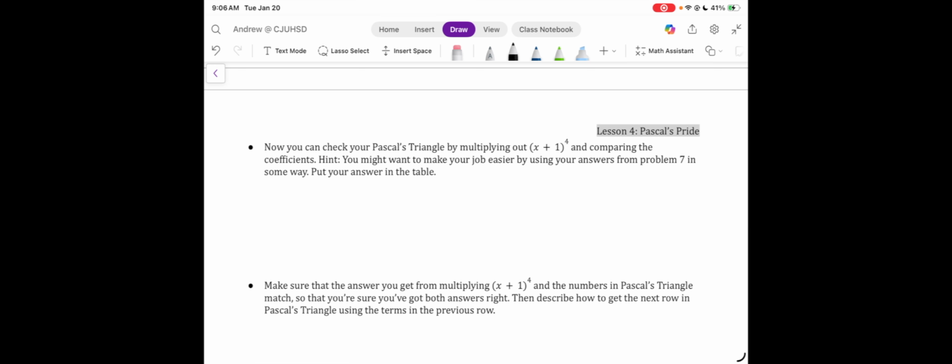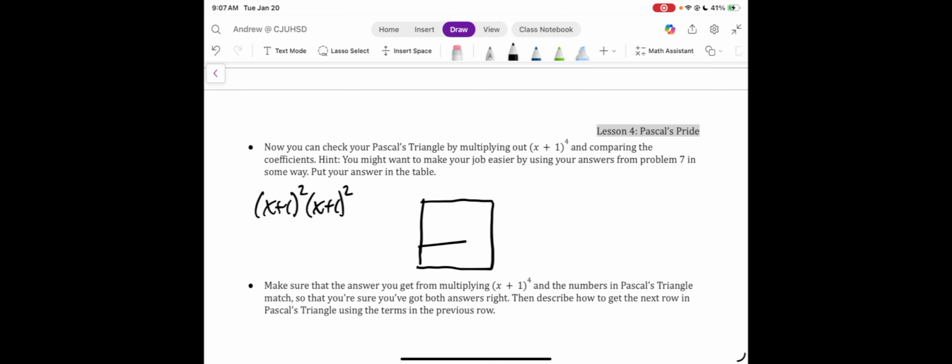Now you can check your Pascal's triangle by multiplying out x plus 1 to the 4th and comparing the coefficients. Hint, you might want to make your job easier by using your answers from problem 7 in some way. Put your answer in the table. Well, we've already kind of done that. But what I think they're suggesting is that you could take x plus 1 squared and do it times itself again, and that could be a kind of shortcut, because that would be a 3 by 3, which would be a 9 box, like this.